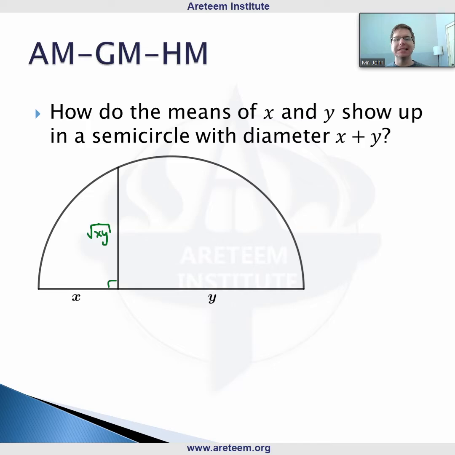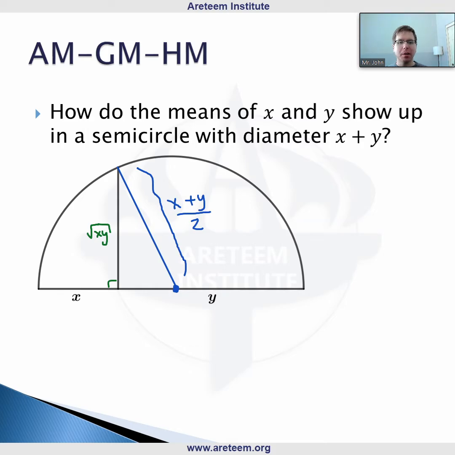Now, as soon as we see diameter x plus y, that should get us thinking about a radius. A radius is x plus y over 2. So if we look at the center of this circle and draw our radius in here, then of course this radius has a length. This total length of our radius is going to be x plus y over 2. So our average is x plus y over 2 in this scenario.